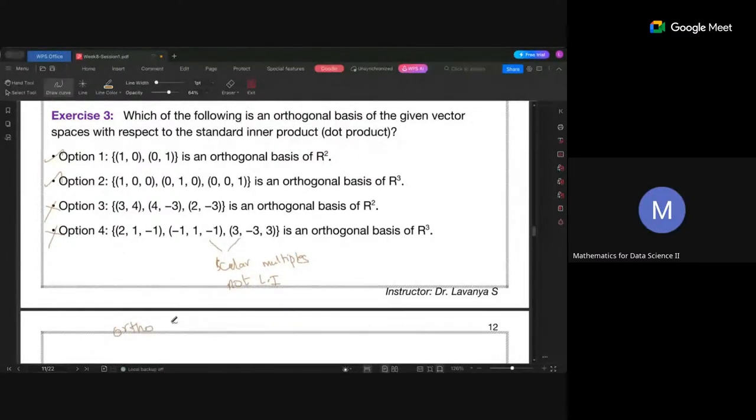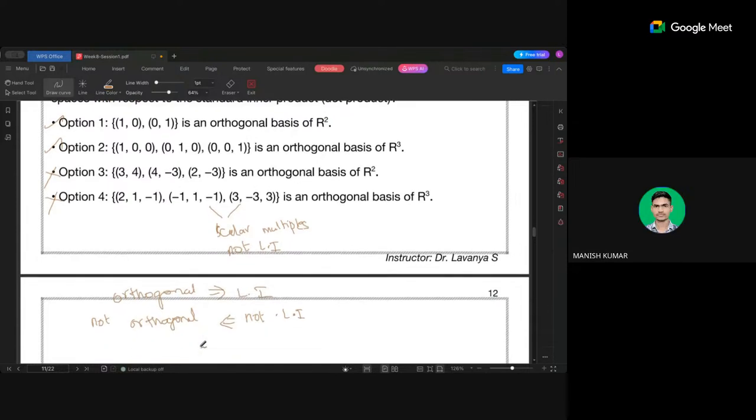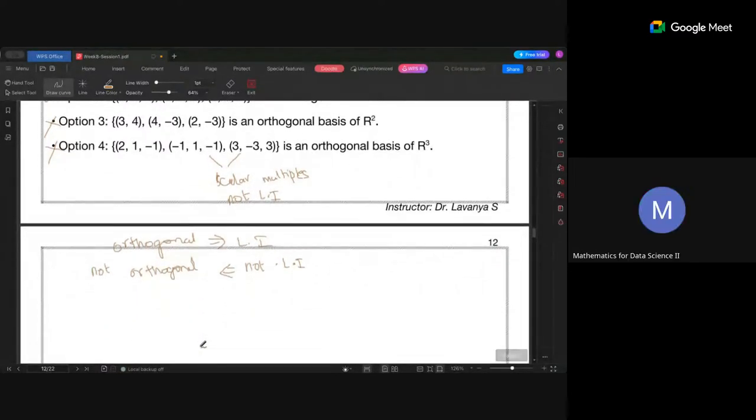See, orthogonal implies linear independence. So if something is not linearly independent, that should imply not orthogonal, right? Okay. Yes, ma'am. Fine.